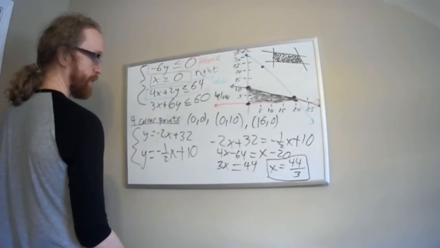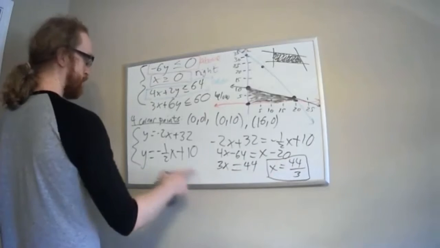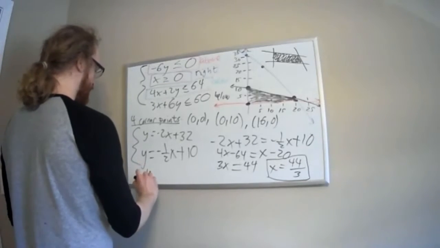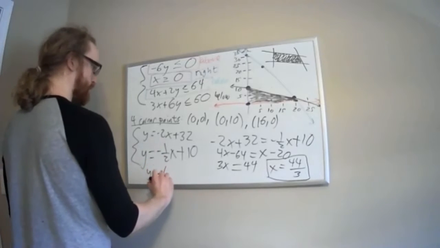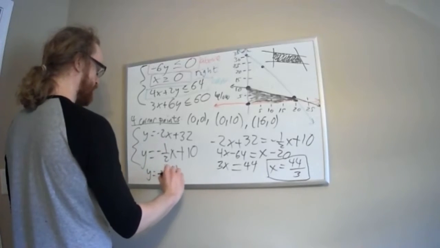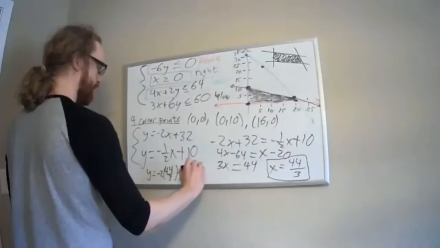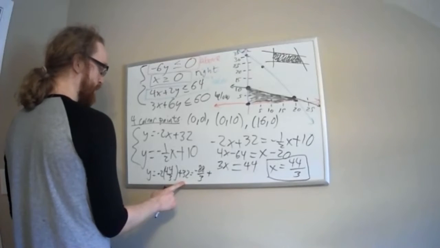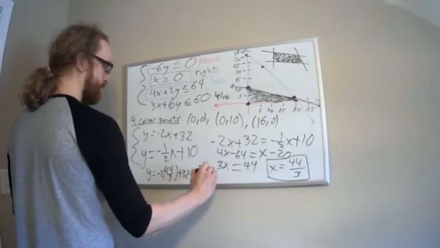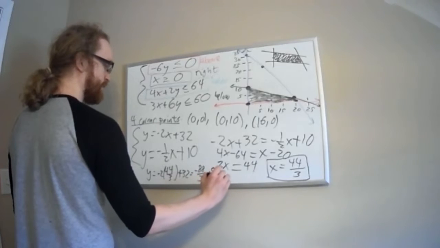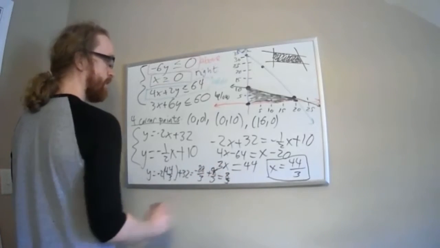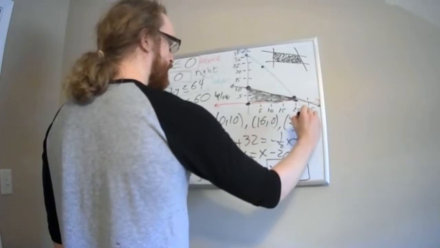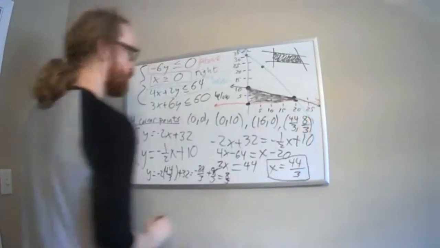Okay, so that's my x coordinate. Now I would just need to plug this back into one of these equations to find the y coordinate. So maybe y is equal to -2 times 44 over 3 plus 32. That's -88 over 3 plus, if I want to write 32 over 3, that's 96 over 3. So I think we just get 8 over 3 is y. So it looks like our last corner point has coordinates 44 over 3 and 8 over 3.